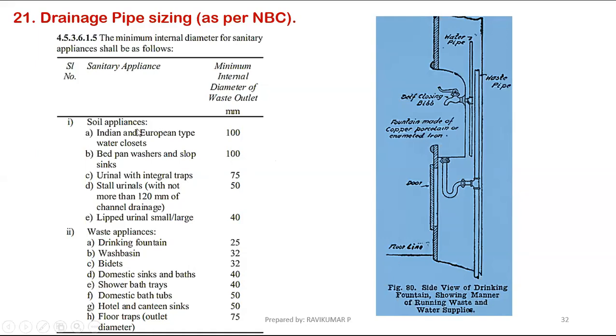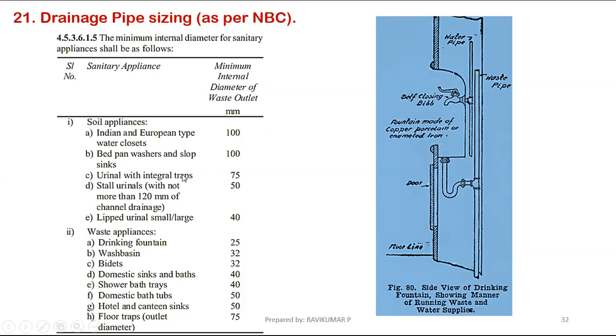Soil applications. Soil means soil pipe, human waste. Soil applications: Indian and European type water closet, 100 mm they have provided as the minimum internal diameter of waste outlet. But normally in our regular market we are using 110 mm only. Sizes available are 110 mm only. Bed pan washer and slop sink, 100 mm. This also is 110 mm only in our available market.